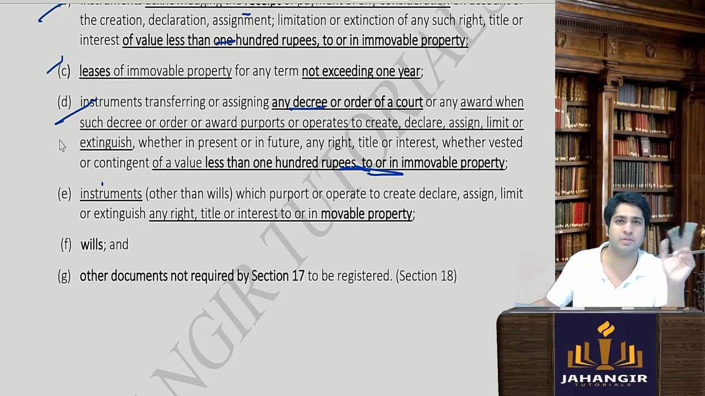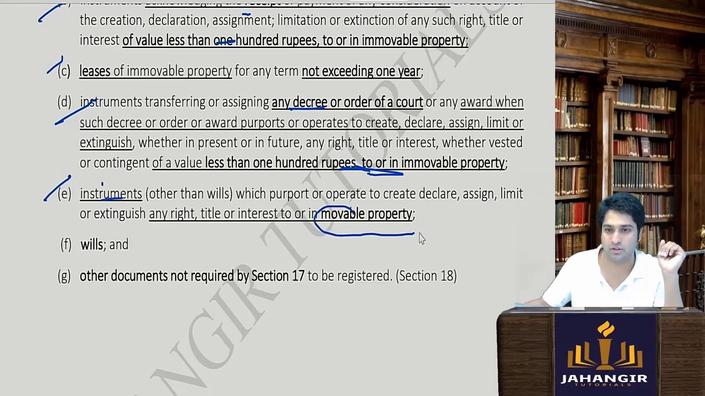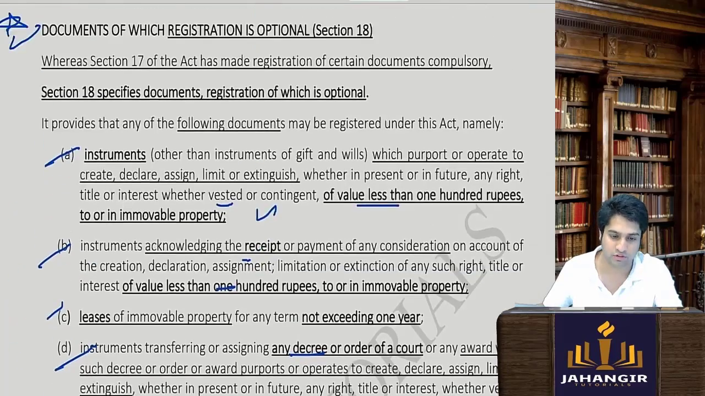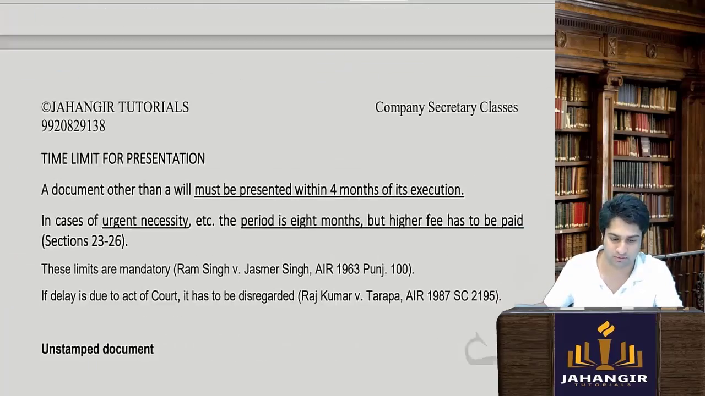Again same, उसका opposite. Any instrument of movable property, तुमने लैपटॉप बेचा तो उसका भी registration optional है. फर्नीचर बेचा, wills का भी registration optional है. And any other document not covered under section 17. All of these documents require optional registration.